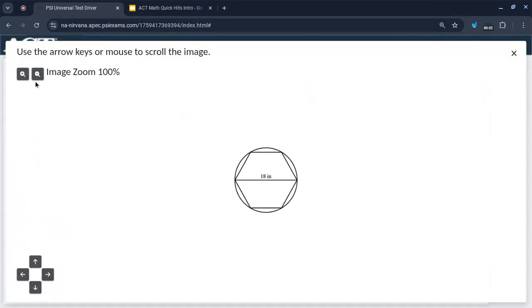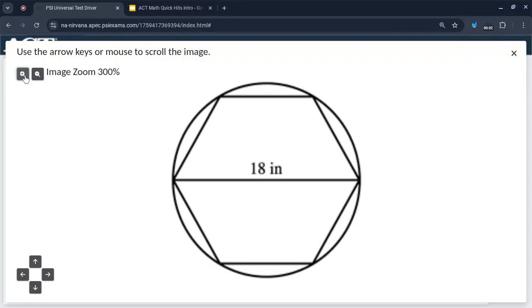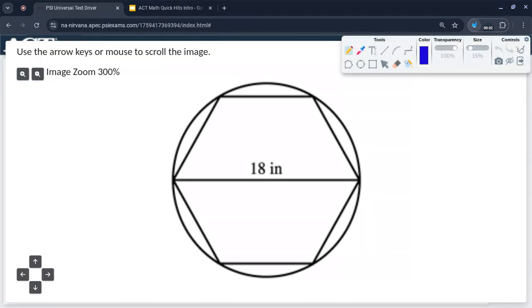So I'm going to zoom in on this figure just so we have enough room to work and you can see what's going on. All right, so here's my figure. It's a pretty nice feature on the new ACT to be able to zoom in here. So if we notice, it gives us the diameter of 18. Well, if we have a diameter of 18, then I know that the radius of the circle and the radius of my hexagon, at all these places, has to be 9. So all these different radii would be 9 because that's just half of the diameter.